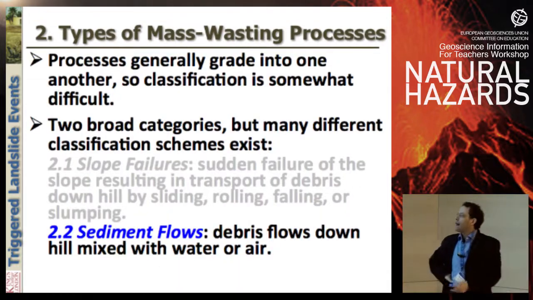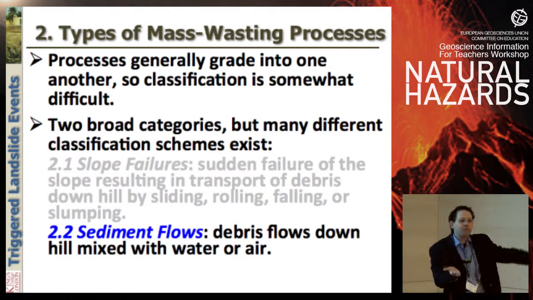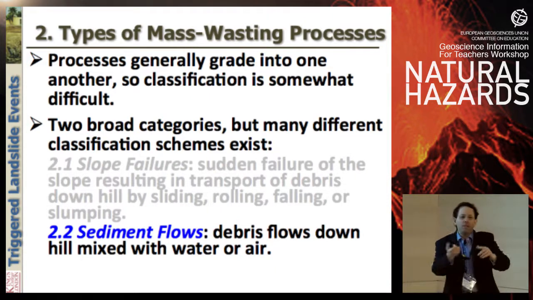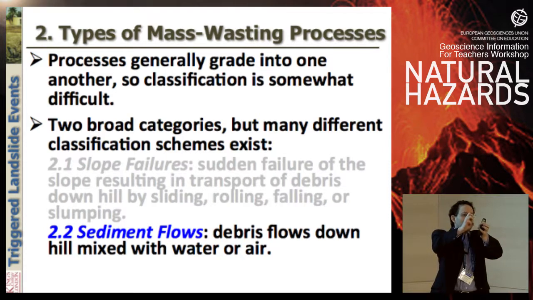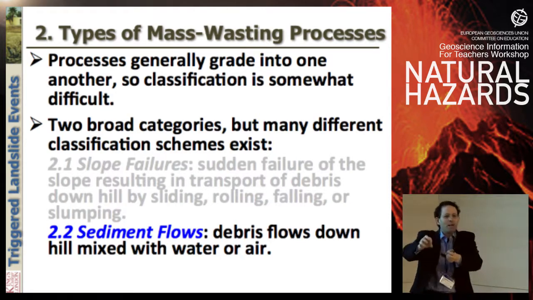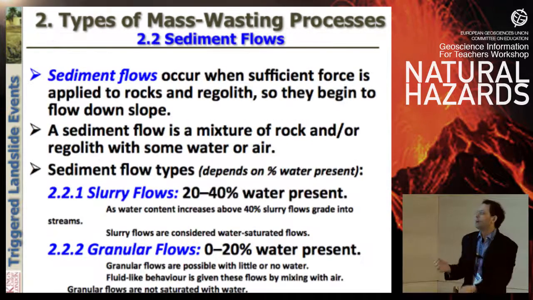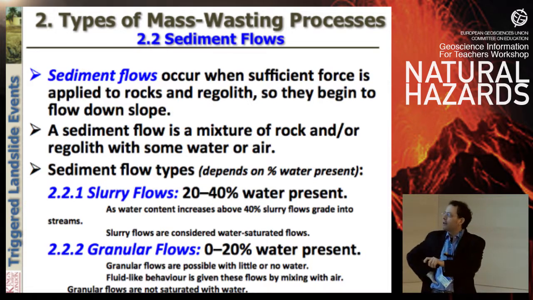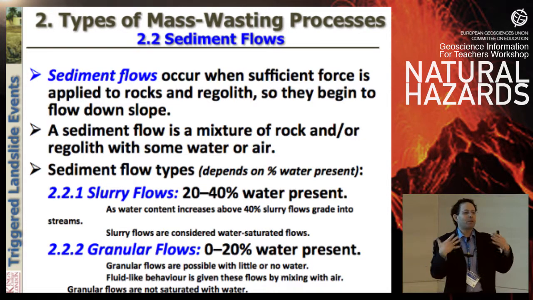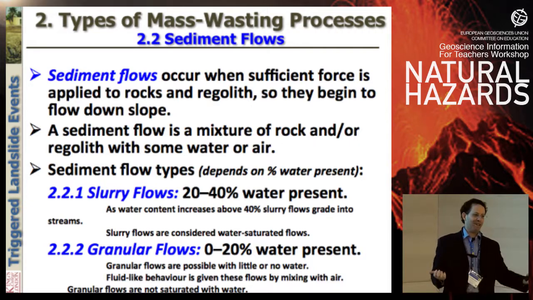Okay. The next type of classification are sediment flows, and this is where debris flows come down and it mixes with water or air, and this causes the material to basically flow down, and we'll talk a little bit later about the processes of how that accelerates things. So if we go into sediment flows, we have slurry flows where there's 20 to 40% of the flow itself is water. After 40%, you're essentially getting into a river.